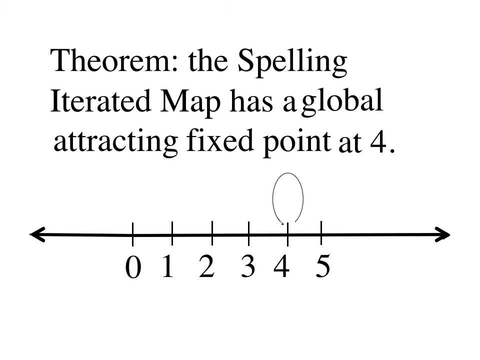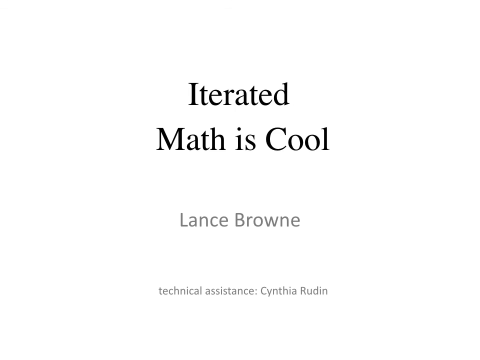Let's go back to the statement of the theorem. Global means covers all the numbers, attracting means everything is attracted to 4, and fixed point means map to itself. And that is why iterated math is cool.